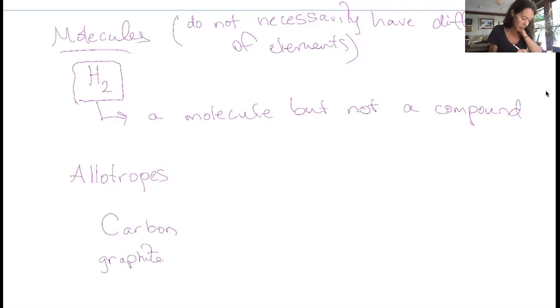This is an elemental allotrope. It could be graphite. It could be diamond. Or it could be something called fullerene. Okay? But they're all carbons. All right?